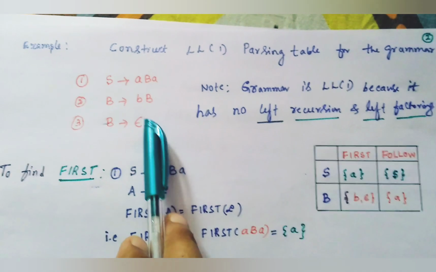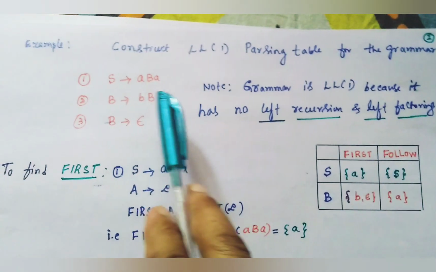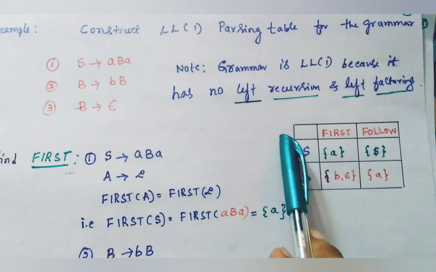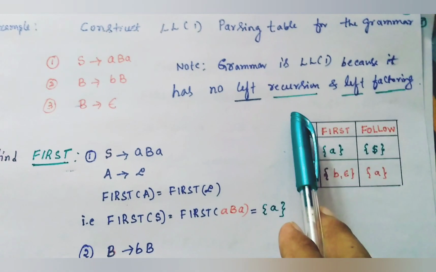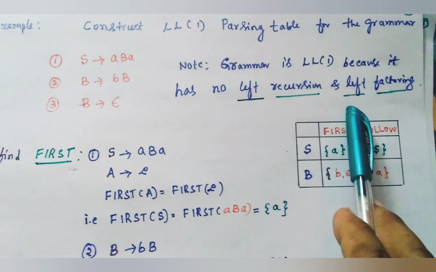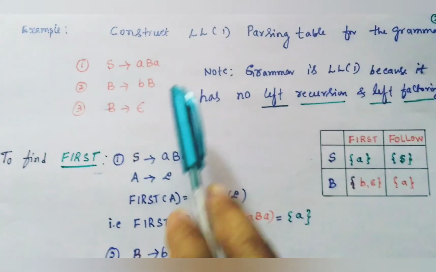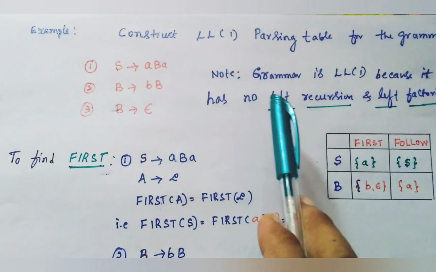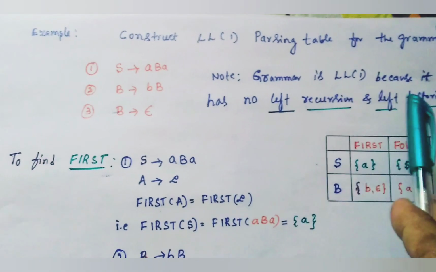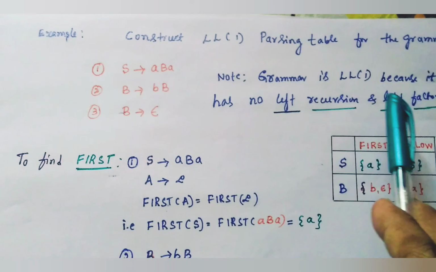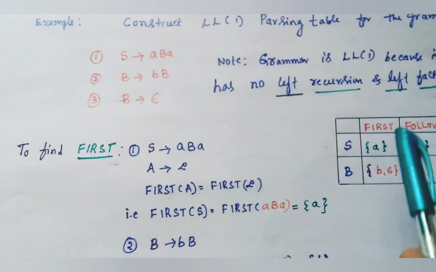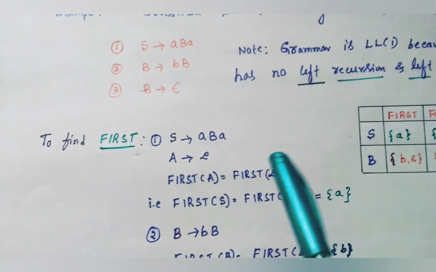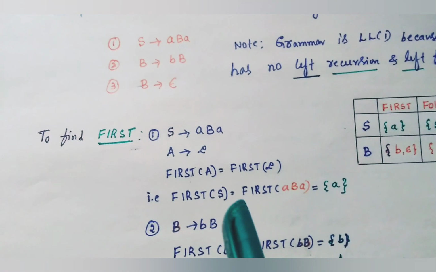You can make a note that this grammar is LL(1) because it has no left recursion and no left factoring. If you say that the grammar is LL(1), it should be free from left recursion and left factoring. Before we construct the parsing table, we must find out first and follow. To find first and follow, let me start with first.